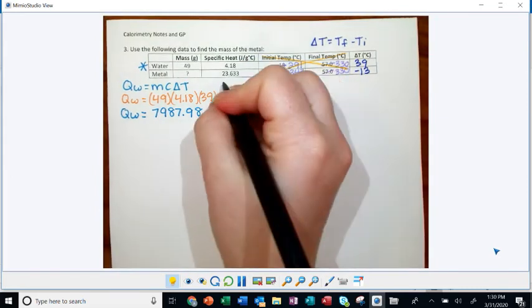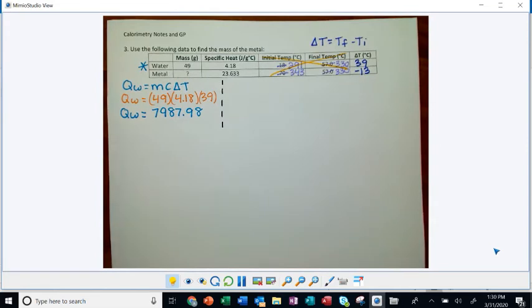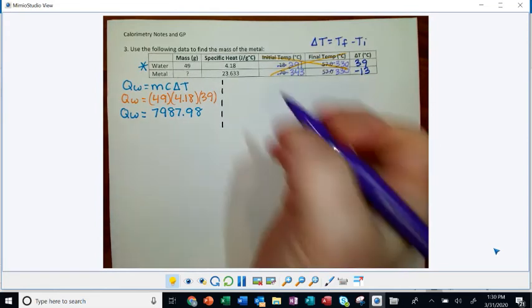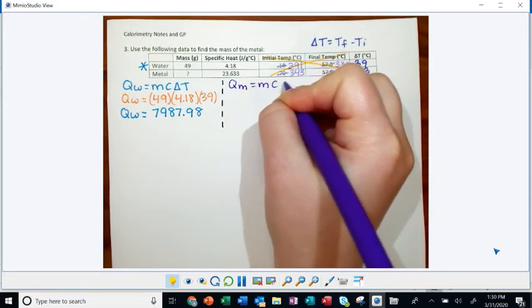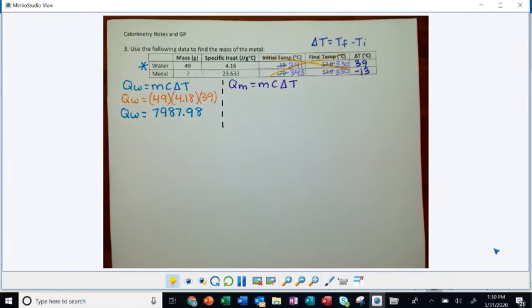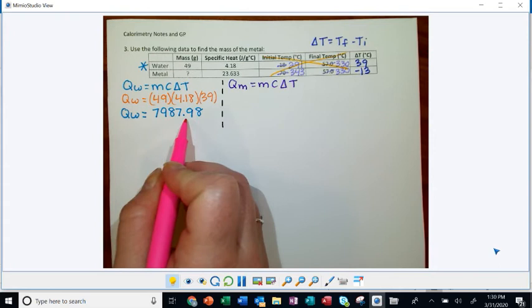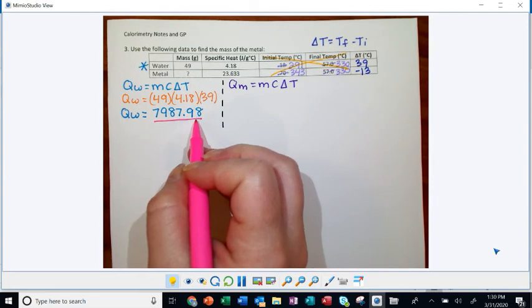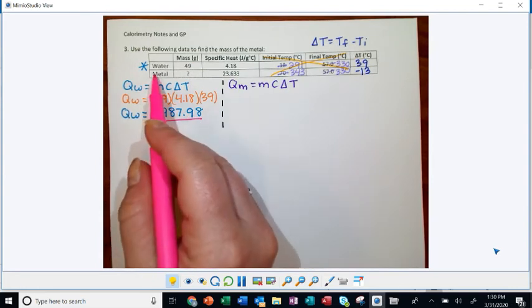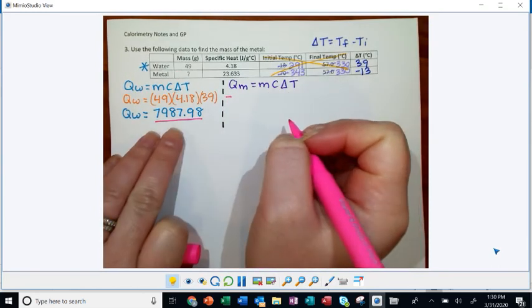We are ready to move on to the metal to find the mass of that metal. So again, same equation, but this time it's Q for the metal equals mc delta T. All right. So again, if the water has a positive Q, that means the water absorbed the heat, and it had to absorb the heat from the metal that we put into it. So that means the metal released heat, which means this Q should be negative for released. And it's the same number.